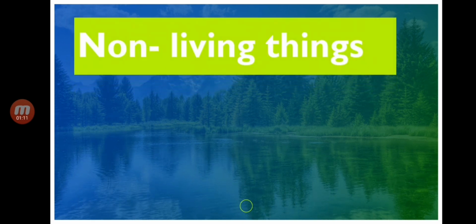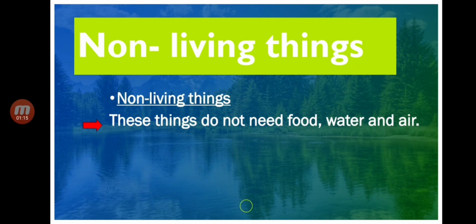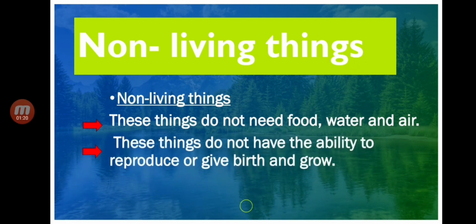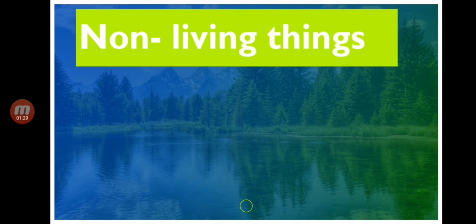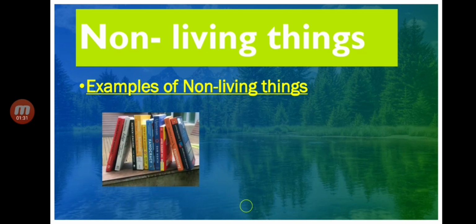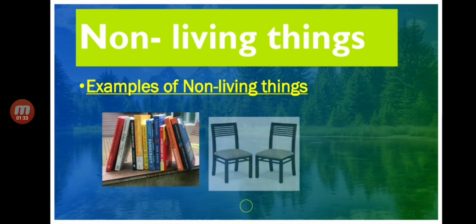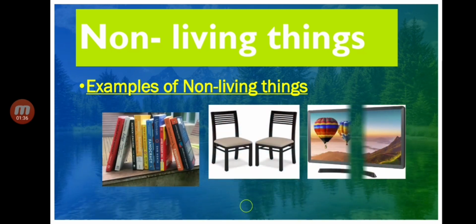So how about non-living things? Non-living things do not need food, water, and air. And these things do not have the ability to reproduce or give birth and grow. These are some examples of non-living things. First, books. Next, chairs and televisions. They are examples of non-living things.